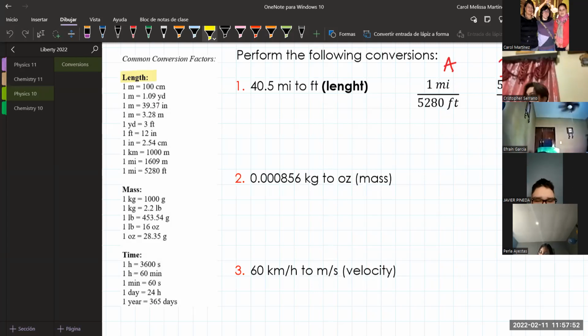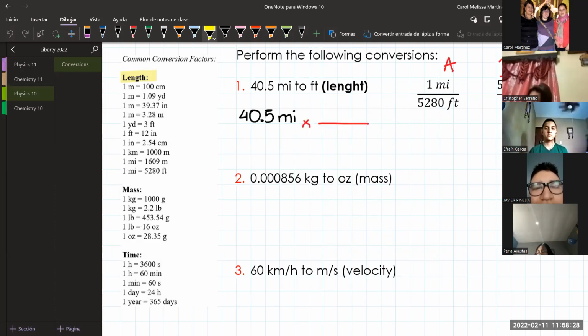Okay? And the first step says that I'm going to write the given. What is the given in the first example? 40.5 miles, exactly. So I'm going to start with my given. That's always my starting point. Okay? 40.5 miles. Remember, as a fraction, this is always going to be written in the top.